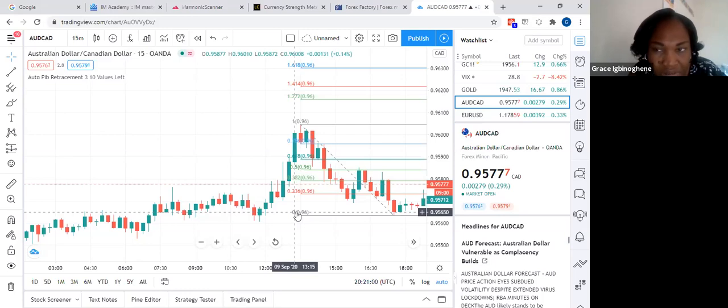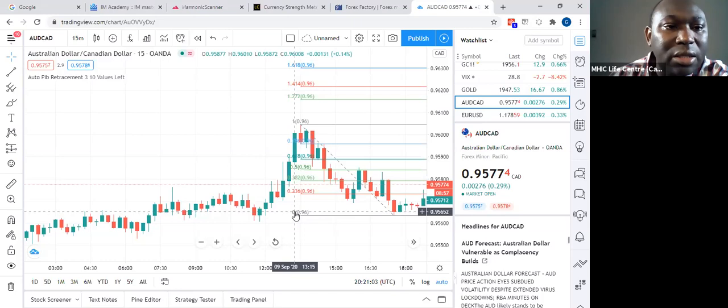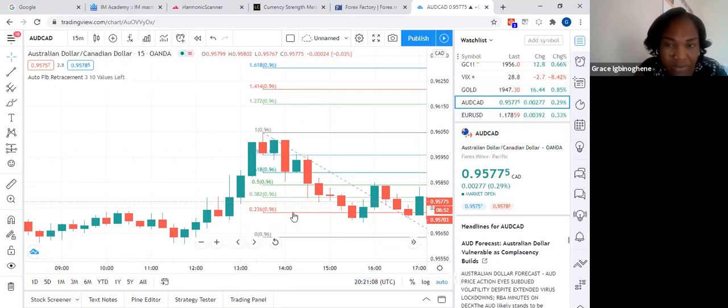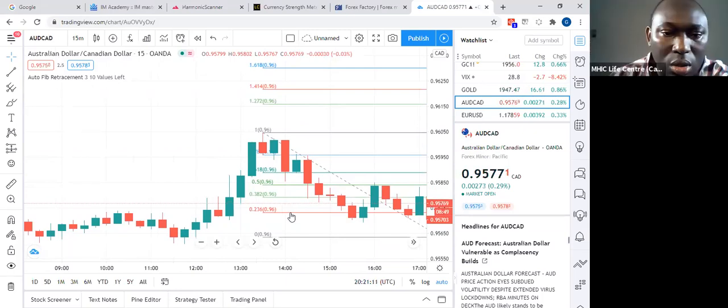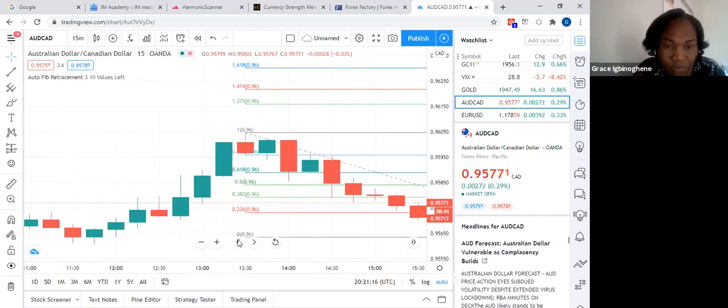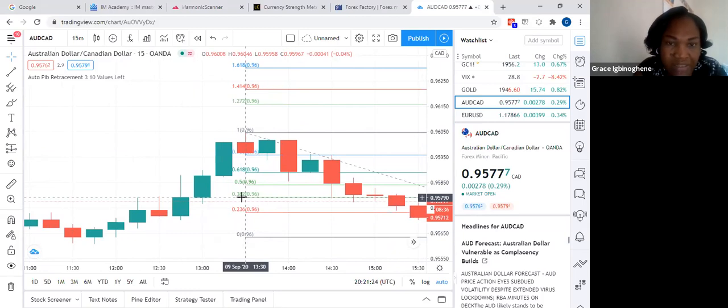Can you see it? Can you enlarge your screen? It's too small. Is it better now? Yeah, it's better. Okay, so this is 0. I need that 0 point. Then I go up. I can see 0.382. That's the second point I need. If I go up again, I see 0.618. That's the third point I need.